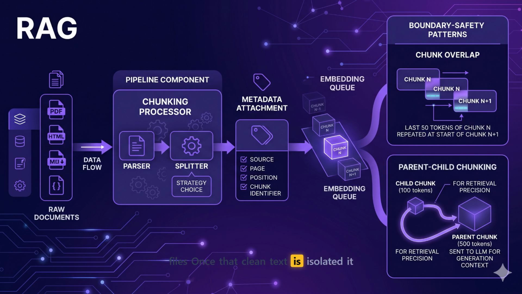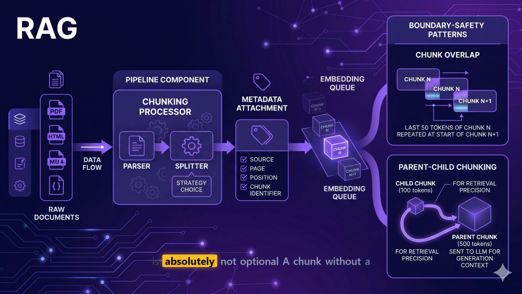Once that clean text is isolated, it flows right into the chunking processor block, where a splitter applies whichever strategy you selected back in our last step to break the text apart. Directly following the splitter, look at that metadata attachment block in the center. Here, the system stamps each individual chunk with its specific source, page number, document position, and a unique chunk identifier.